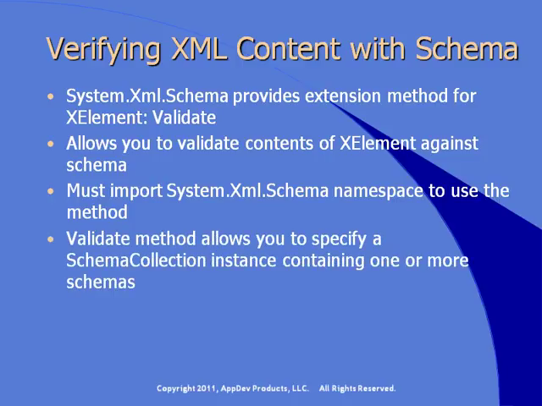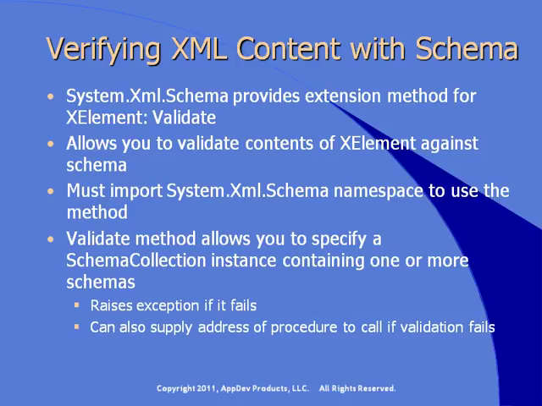The Validate method allows you to specify a schema collection instance containing one or more schemas against which you'll validate. Now, it's going to raise an exception if it fails, and we can trap that exception. You can also supply the address of a procedure to call if the validation fails. And this must be a validation event handler delegate instance. Our demonstration won't show this off, but the documentation does.